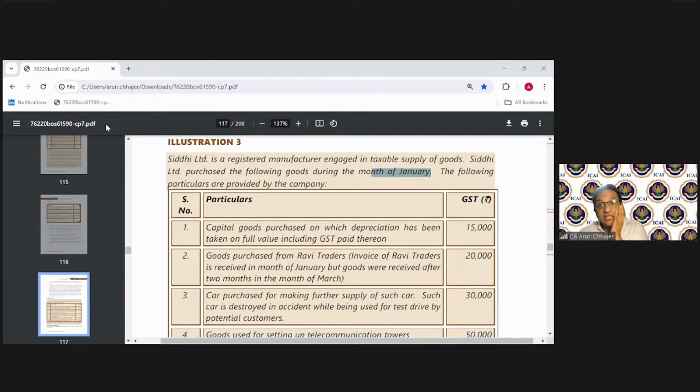Net ITC you are not entitled to, because if I talk about the conditions of 16.2, one of the conditions, clause B, says goods or services should be received. In this example, because goods have not been received, answer would be no. In the month of January, answer would be no. Yes, in the month of March, I can claim the ITC.